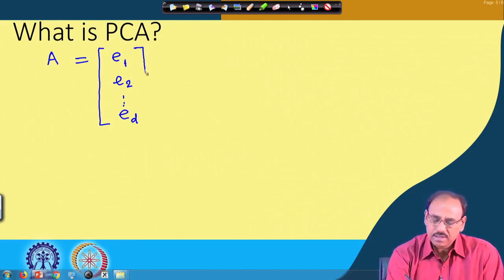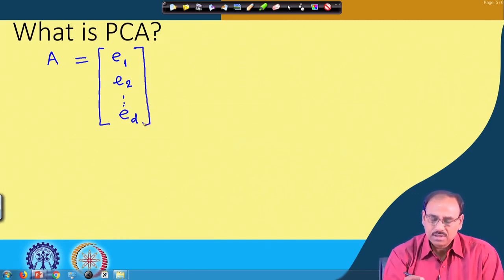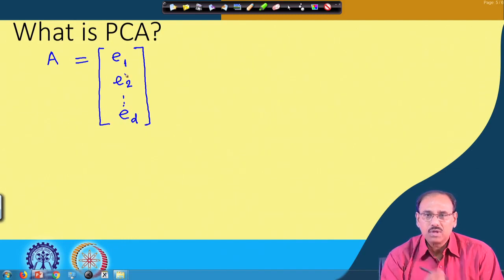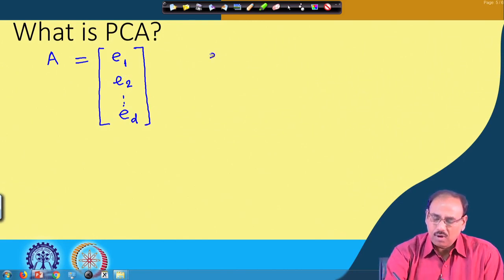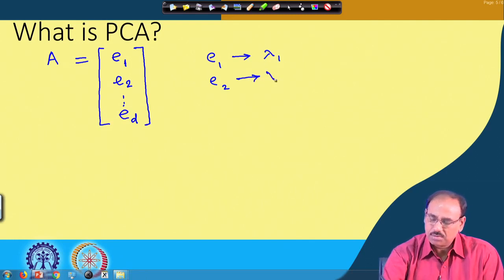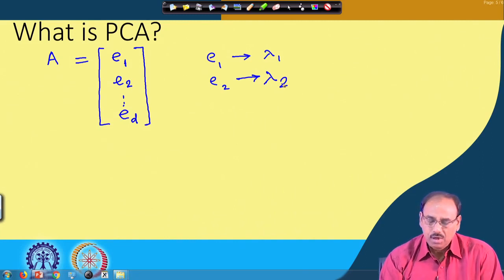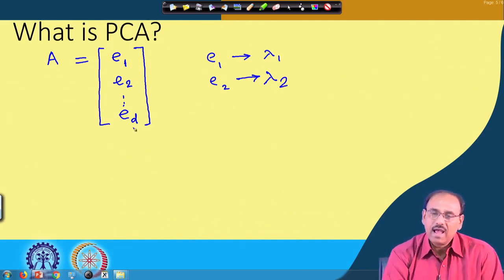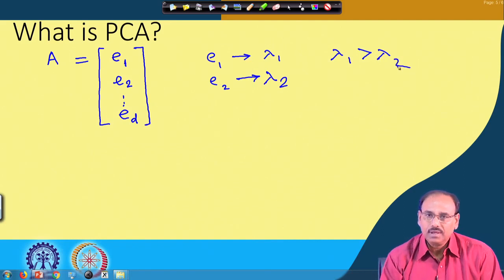And how I arrange such eigenvectors into rows of this transformation matrix is this: corresponding to E1 my eigenvalue is lambda 1, and corresponding to E2 I have my eigenvalue which is lambda 2. So, I arrange these eigenvectors as rows in this transformation matrix in descending order of the corresponding eigenvalues. So, here E1 is the first row, E2 is the second row, that indicates that I have lambda 1 greater than lambda 2, right.